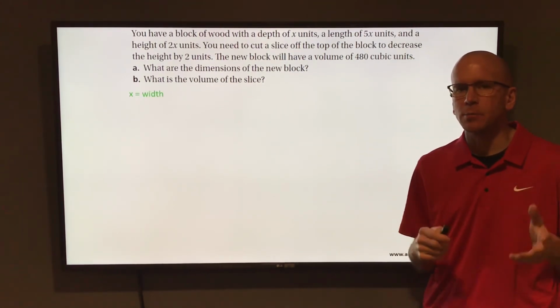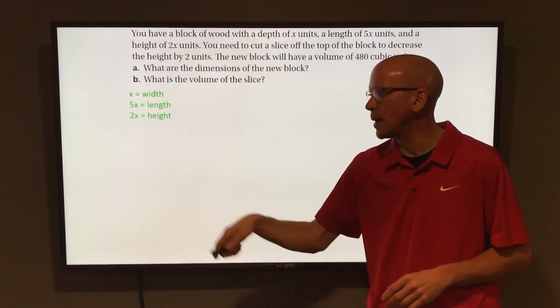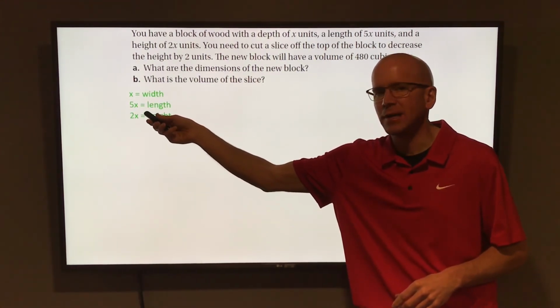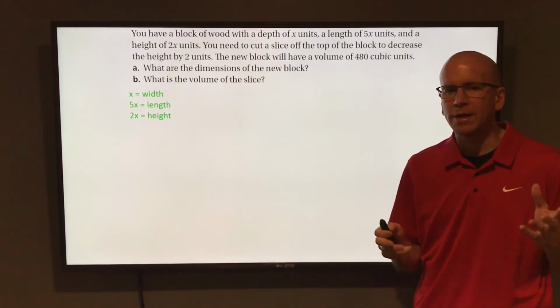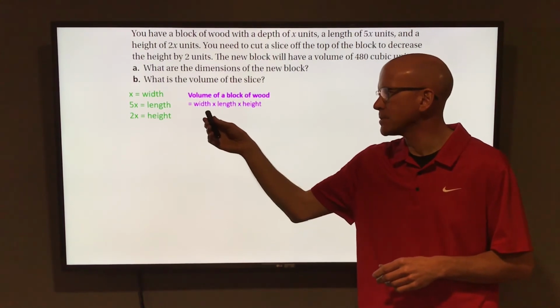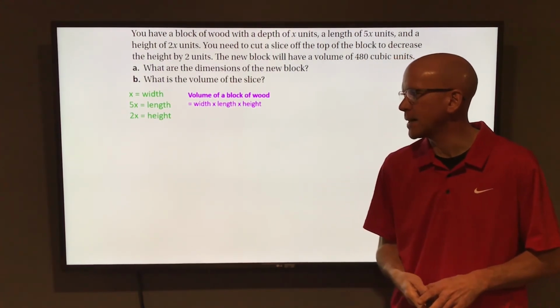So the dimensions of the block right now, before you cut it, would be x, 5x, and 2x. Width is x, length is 5x, and the height is 2x. Volume of a block, which would be a rectangular prism, is length times width times height. Doesn't matter what order you multiply those in, just multiply width, length, and height together.